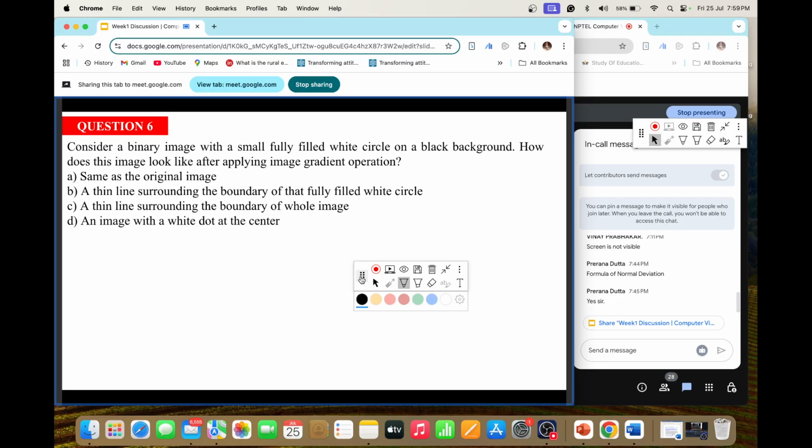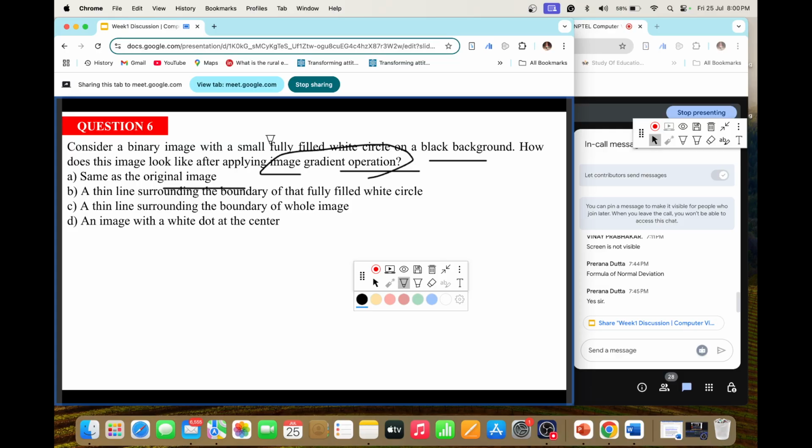Consider a binary image with a small fully filled white circle on a black background. Binary image means two kinds of pixel, 0 and 255. 0 means dark, 255 means white. How does this image look after applying the image gradient operation? Same as the original image? Image gradient operation means we are finding the edges where there is a more abrupt change in intensity. So whenever we apply the image gradient, we will be detecting the edges.